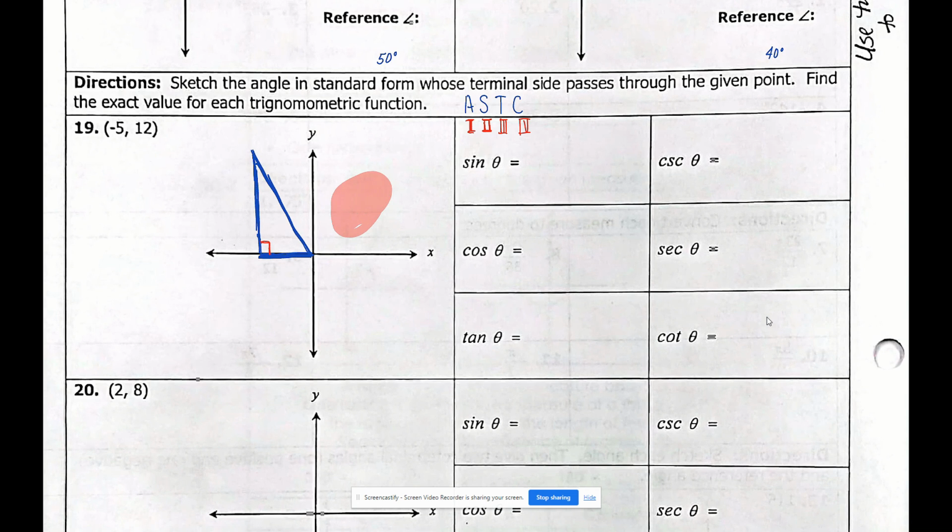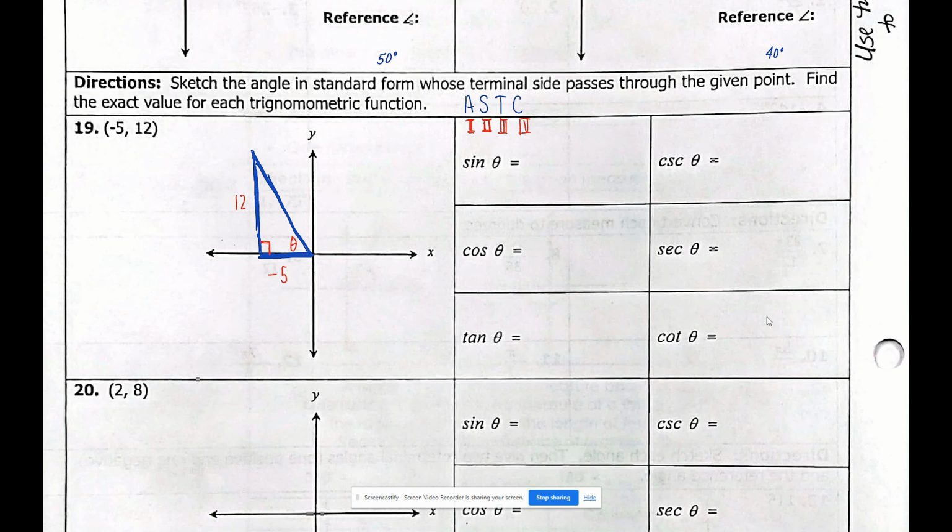I don't know why I erased it. But watch this. This one clearly created the angle in quadrant 2. So with that being the case, what should be positive? My sine. And watch this. If my adjacent leg is negative 5, that's my x. And if my y value is 12, let's find real quickly the hypotenuse.